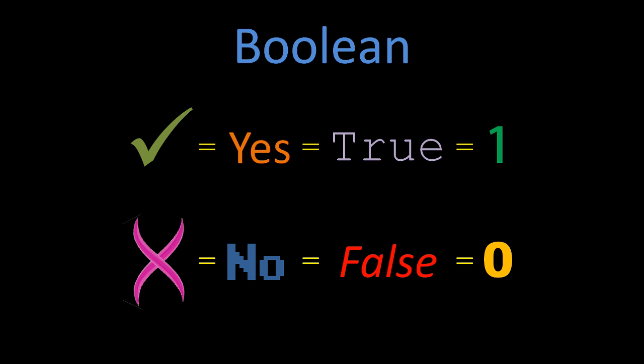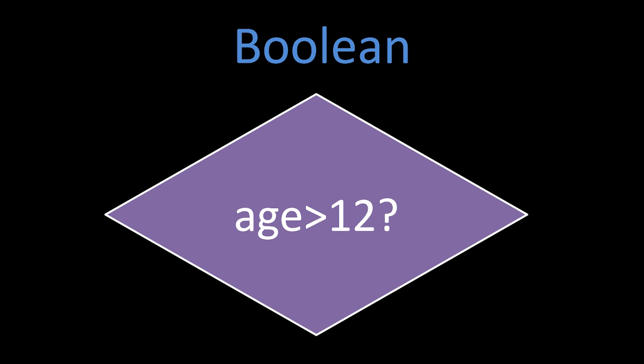Lots of things in programming are booleans. For example, when you're performing a test to see which branch in a selection command to take, you perform a boolean operation such as, are you older than 12? Is your height less than 2 meters? Or is your shoe size 4? The answer has to be either yes, true, or no, false.